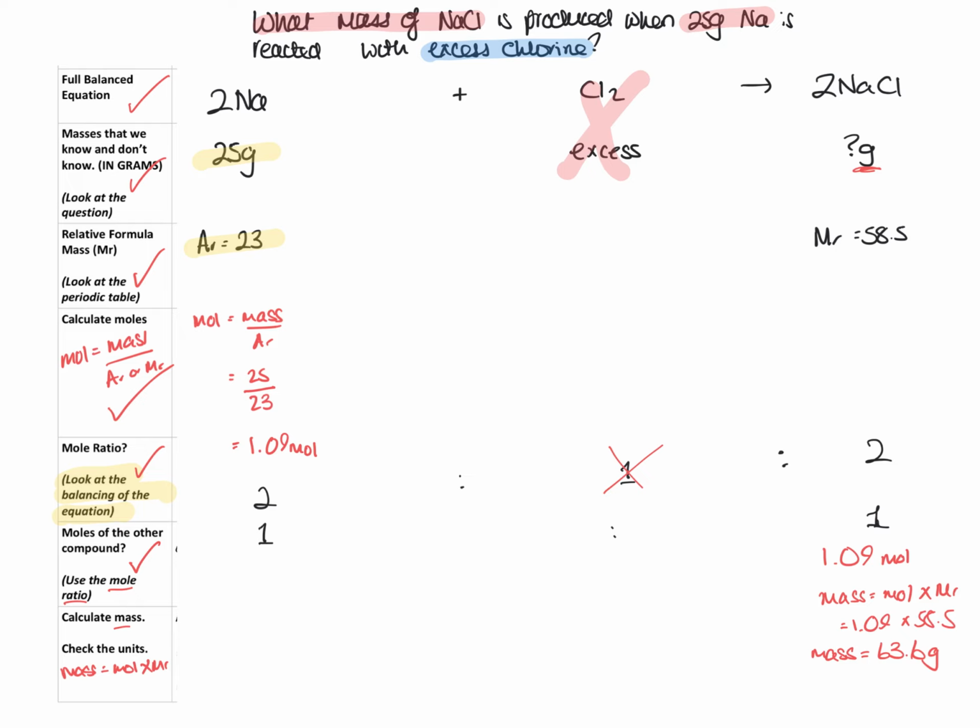Grams. Okay, the question asked us for what mass of sodium chloride is produced. So sodium chloride, we now have a mass. There is your final answer. If you start with 25 grams of sodium and an excess of chlorine gas, the most sodium chloride you can make, if nothing goes wrong, is 63.6 grams.